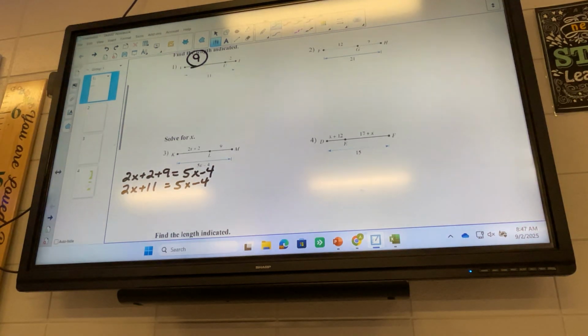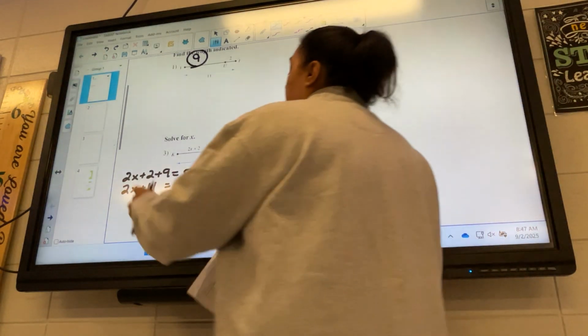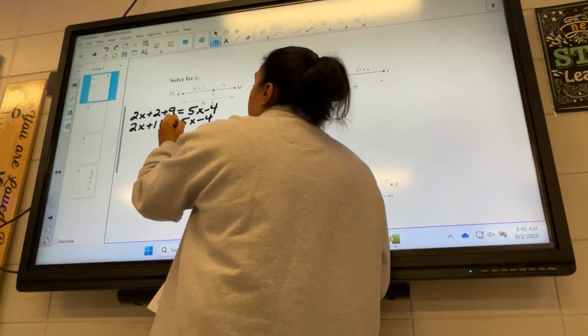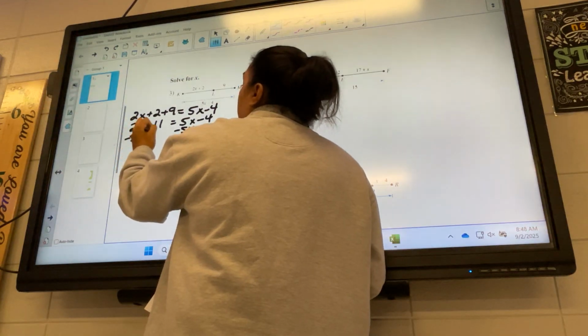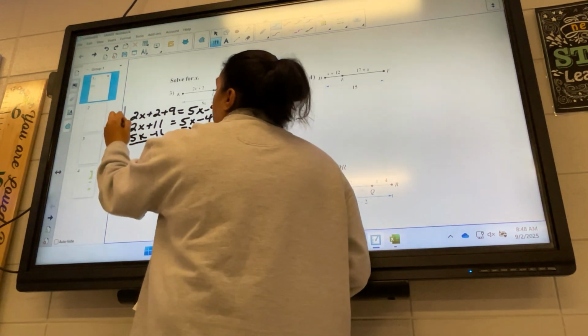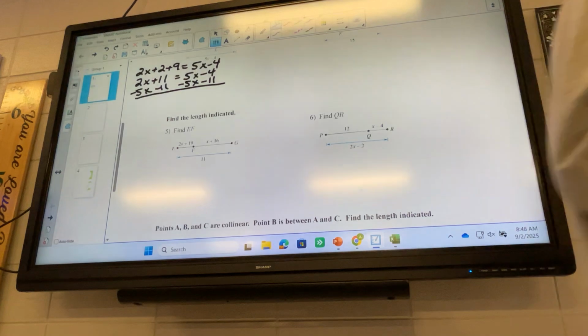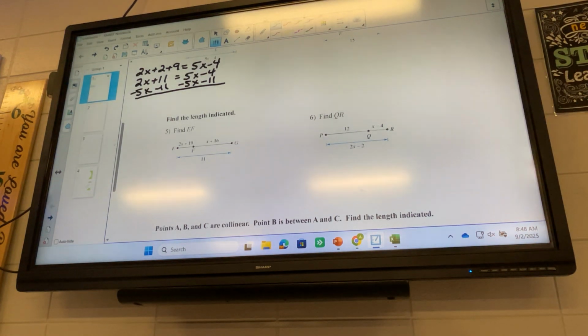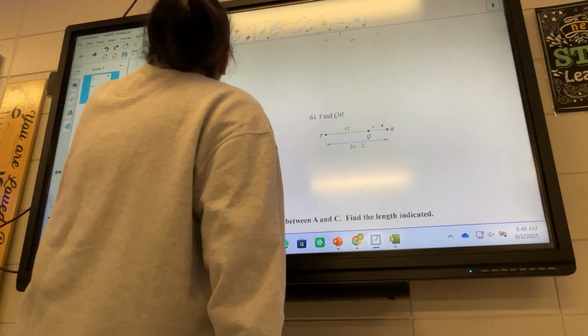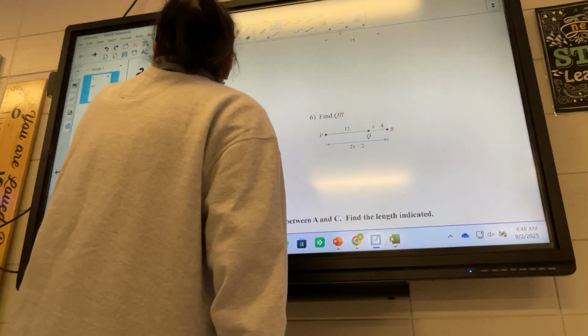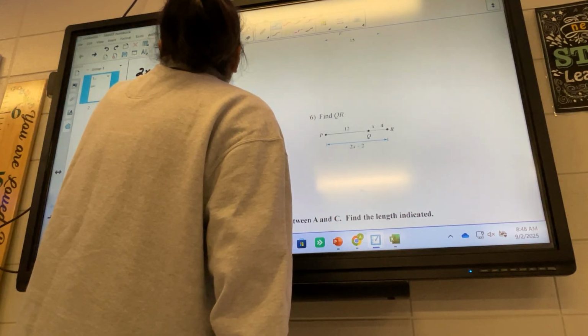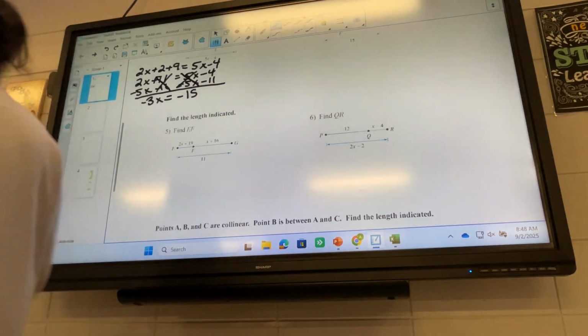Okay, then we're going to move our letters to the left and the numbers to the right. Who needs moved? The 5x and the 11. The 11s are going to cross out and the 5s are going to cross out. Okay, so 2 minus 5 is negative 3x. Negative 4 minus 11 is negative 15.